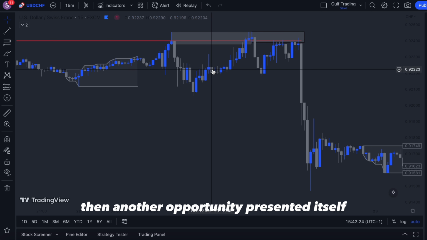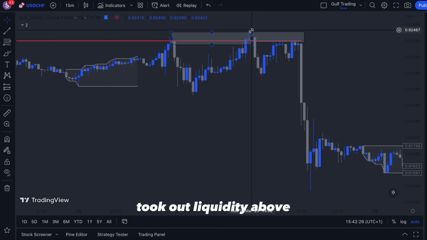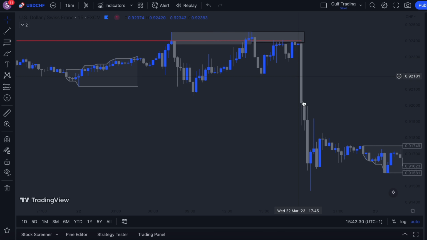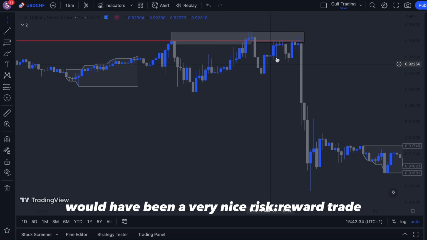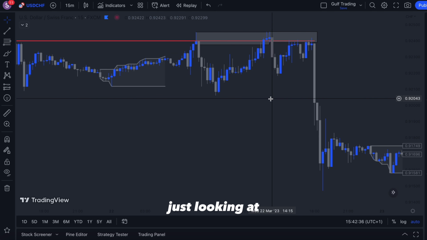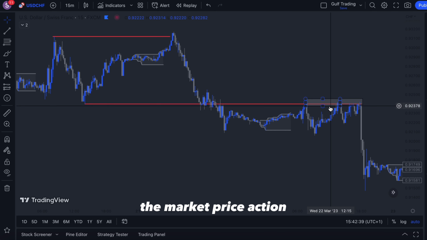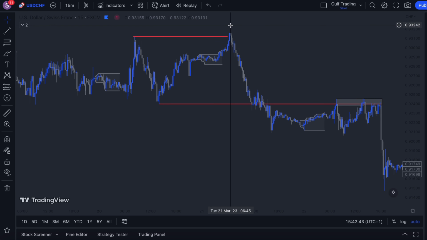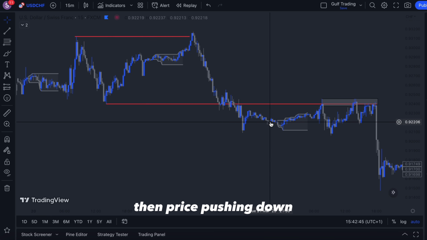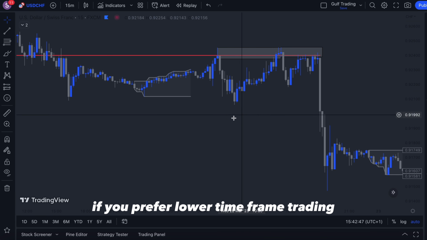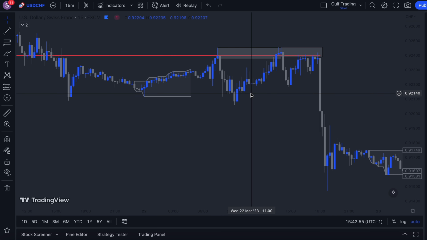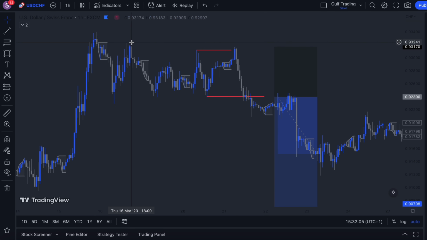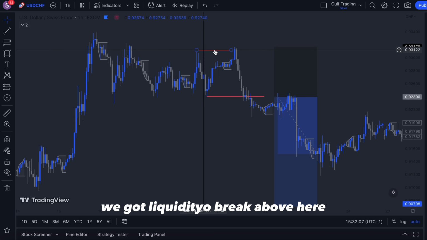Then another opportunity presented itself, price was pushing up, took out liquidity above the zone, and then pushed down, and then retouched the zone, and you could have taken this move down, which would have been a very nice risk reward trade, just looking at the market price action in the day after you'd seen the setup take place, where the high's taken and then price pushing down. So this is some way you can use it if you prefer lower time frame trading with confirmation, and hopefully that's helpful.